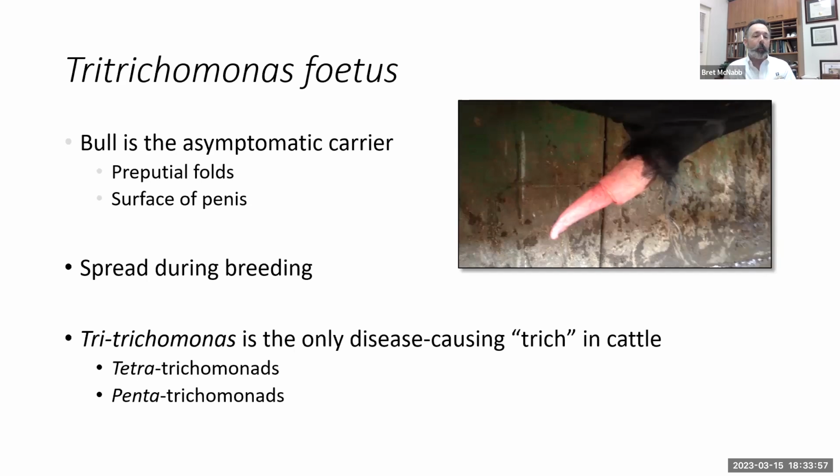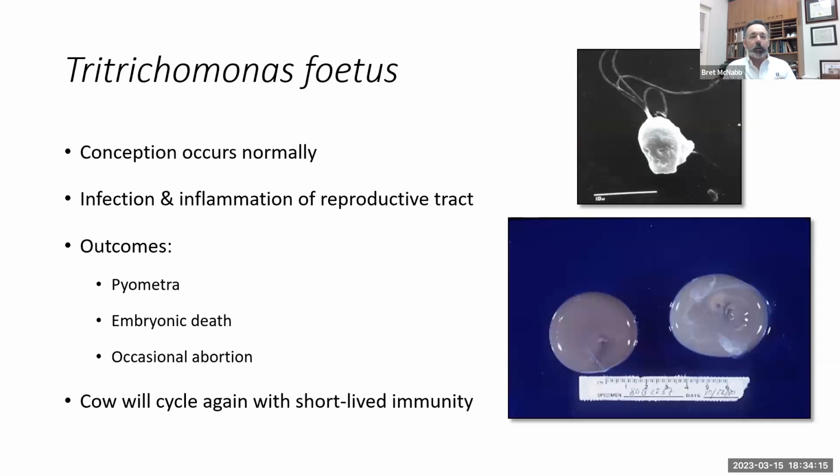Something to note though, it's not the only trichomonad in cattle, but it is the only one that causes this type of reproductive disease. These other trichomonads live in the GI tract normally, and they can contaminate our samples sometimes, but they're not going to cause the reproductive disease that we're concerned about. From the cow's perspective, with trich, it's important to remember that conception occurs and early embryonic development occurs. But then, just like Vibrio, we have inflammation and infection of the tract that then leads to fetal death.